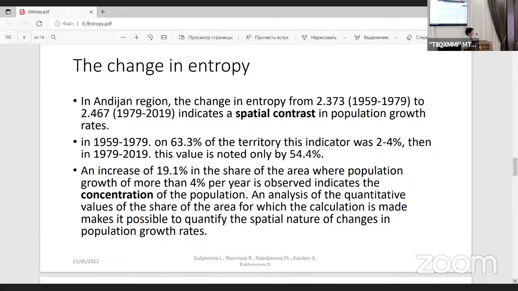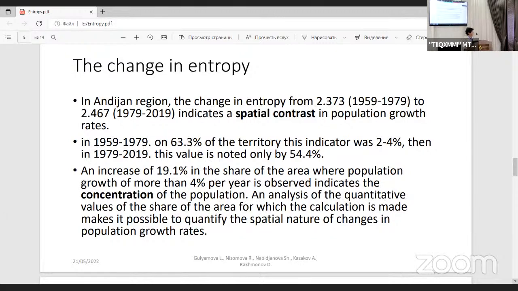It showed that this change from 1957 to 1967 creates a special contrast.